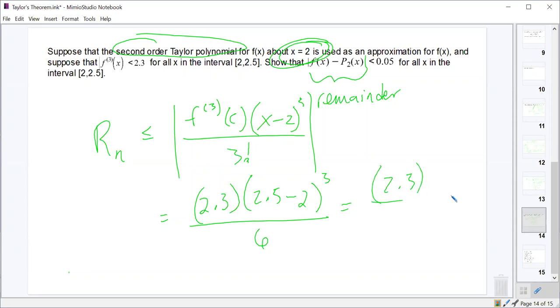So we end up with 2.3 times 1 over 2 cubed, or times a half cubed, times 6. And what's 2.3 over 48, approximately, as a decimal? 0.048. And since we got 0.048, that tells us our remainder is less than 0.048. 0.048 is what in comparison to 0.05? It is less than 0.05. So if our error is less than 0.048, our error must be less than 0.05. Does that make sense, everyone? We feel okay about that?